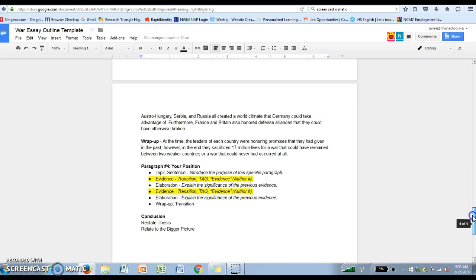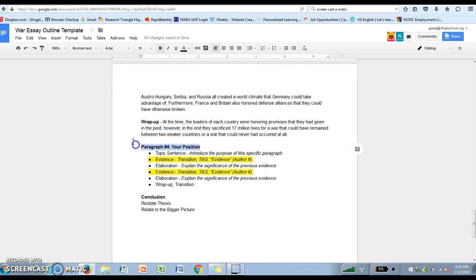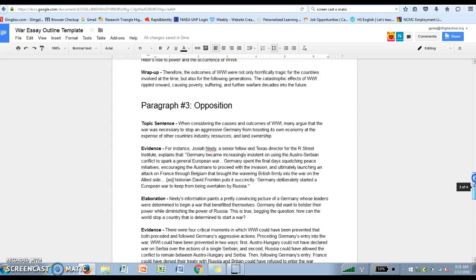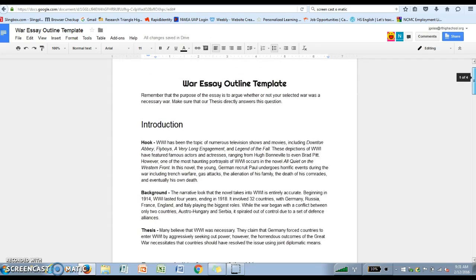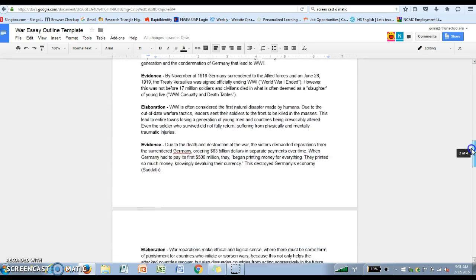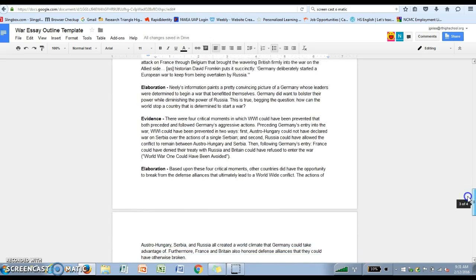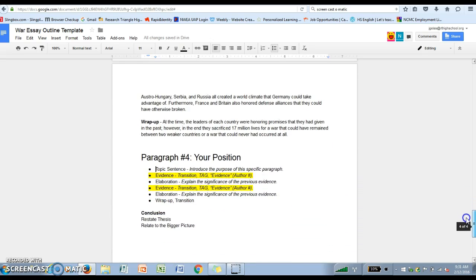Now we will be moving on to the fourth body paragraph, which is where you clarify your position on the essay and convince your readers to agree with your position. Again, if you would like to access this outline so that you can look more closely at these paragraphs, please go to Moodle and you can find the outline there. If you have trouble, just send me an email and I can shoot the link directly to you.